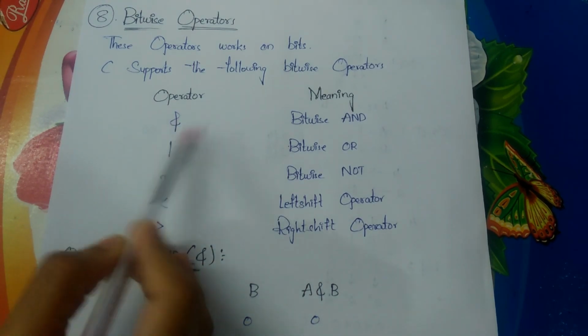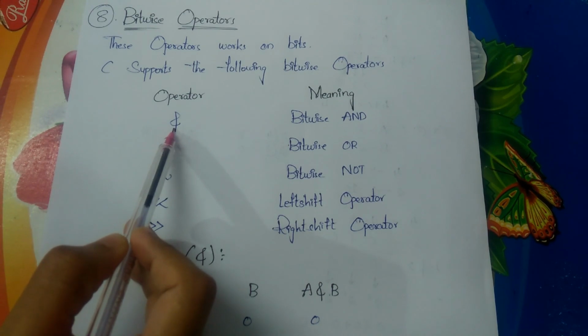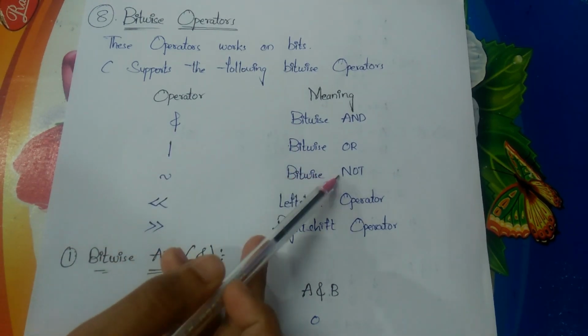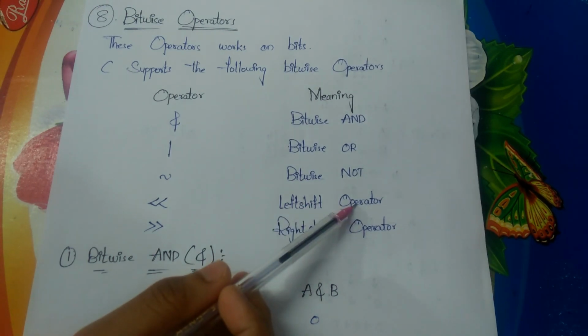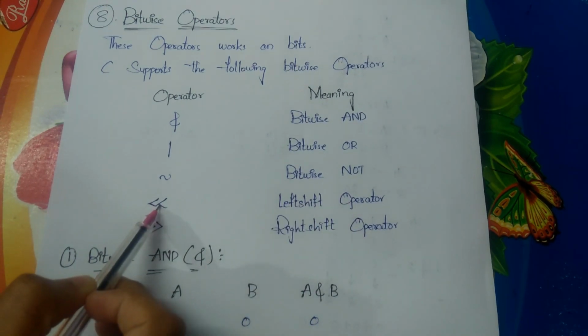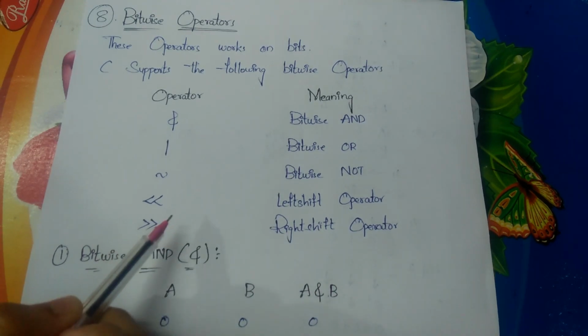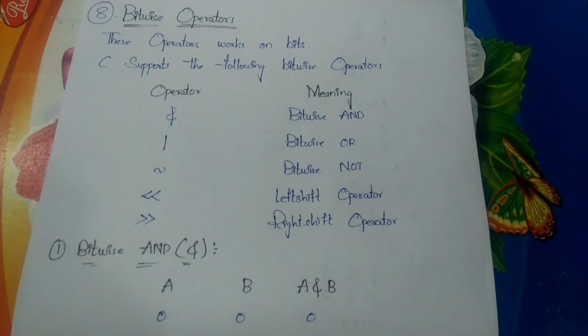The first one is bitwise AND, which is represented by the ampersand symbol, and next bitwise OR, bitwise NOT, and the left shift operator. This is represented by 2 less than symbols, and the right shift operator. This is represented by 2 greater than symbols. Now let's discuss all of these operators one by one.